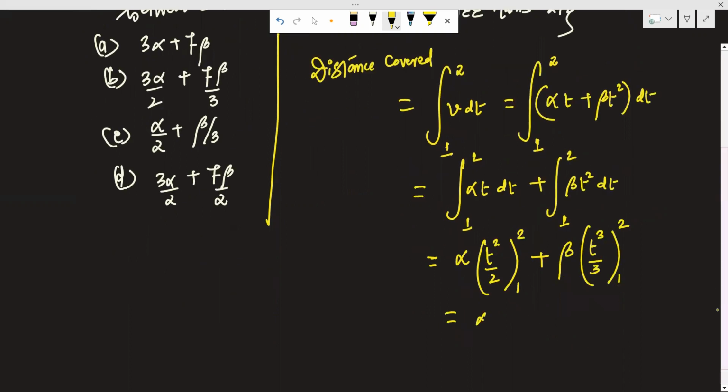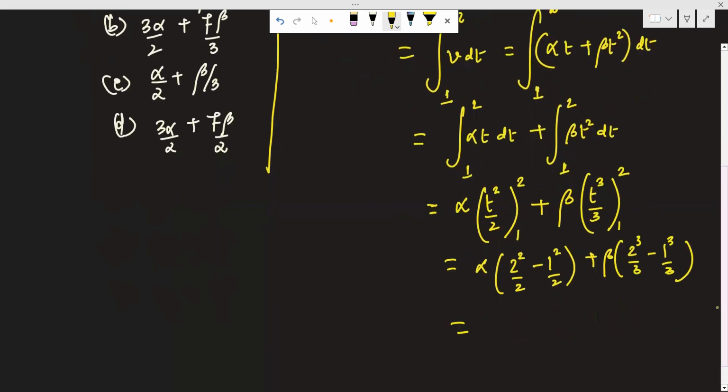Simplify this. So alpha into 2 square by 2 minus 1 square by 2. Beta into 2 cube by 3 minus 1 cube by 3. So what is the result? Alpha into 4 by 2, that is 2, minus half. So that will give us 3 by 2. And beta into 2 cube 8 minus 1, 7. So 7 beta by 3. So distance covered is 3 alpha by 2 plus 7 beta by 3. That is option number B.